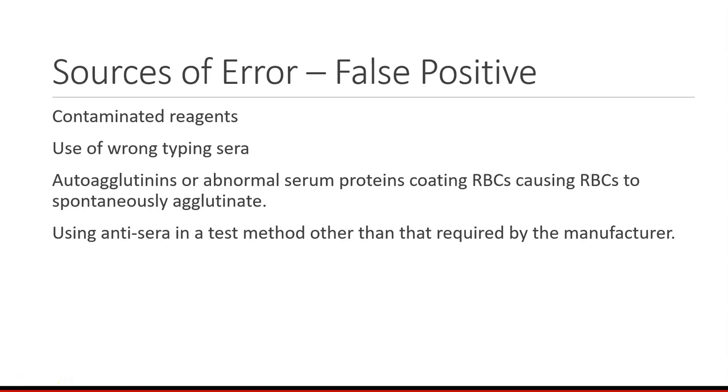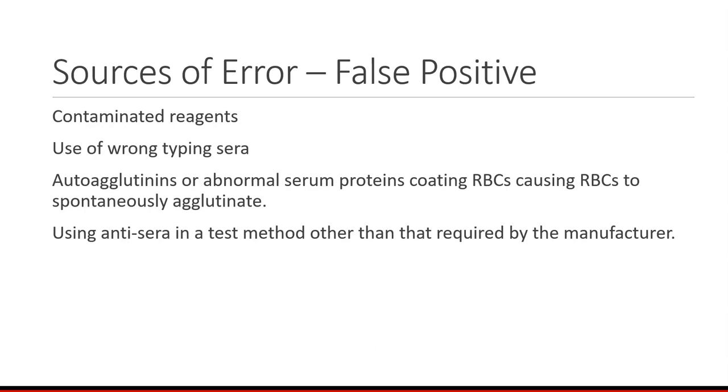Let's talk about sources of error that will result in a false positive. Contaminated reagents. Never, ever, ever remove a dropper from a typing sera and place it on the table, or hold your dropper within the tube. It's a free-falling drop, so hold it just a tiny bit above the rim of the tube. If you accidentally touch it to the side of the tube, then you could contaminate that reagent and cause false positives. Use of the wrong typing sera.